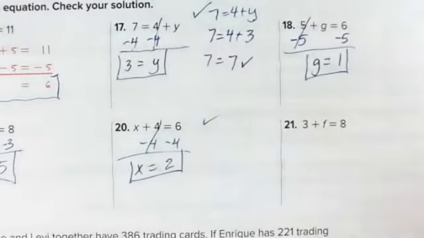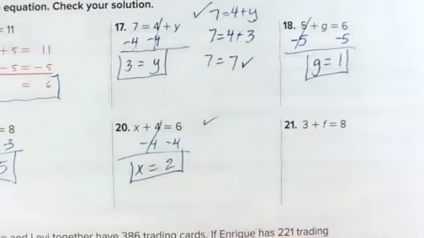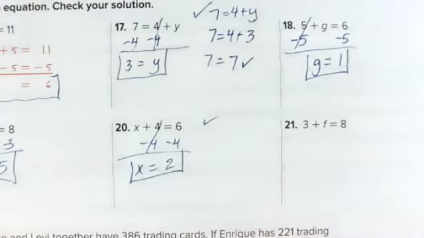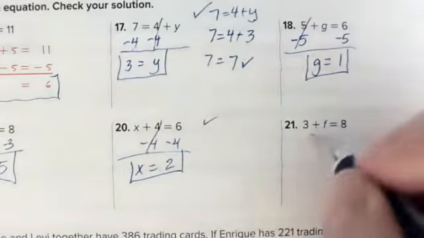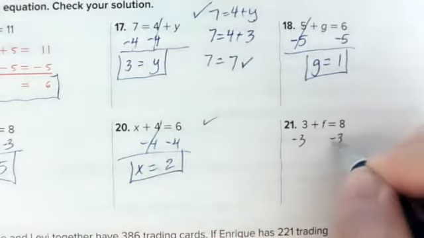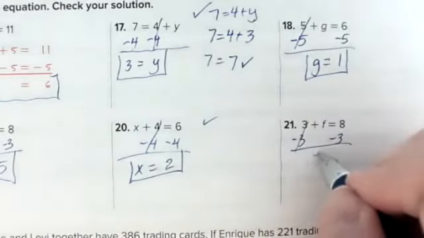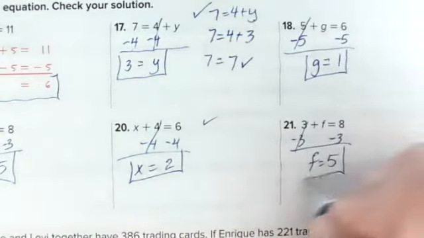Number 21. 3 plus f equals 8. We want to isolate the variable. And I know that you can do these with mental math. Of course, we taught you that when you were in elementary school, but we're learning the process of solving algebraically because the equations are going to get more difficult. That's why we're doing this longer process. So we want to subtract 3 from each side to isolate the variable f. 3 minus 3 is 0. Okay, so we have f equals 5.